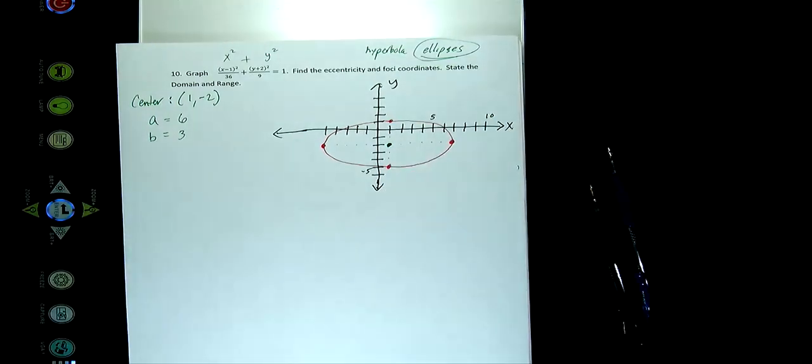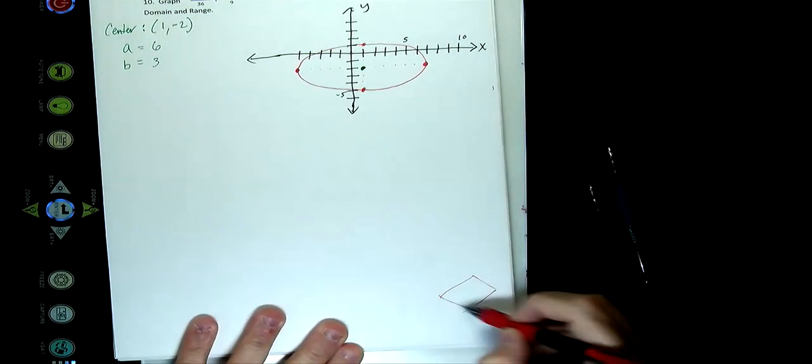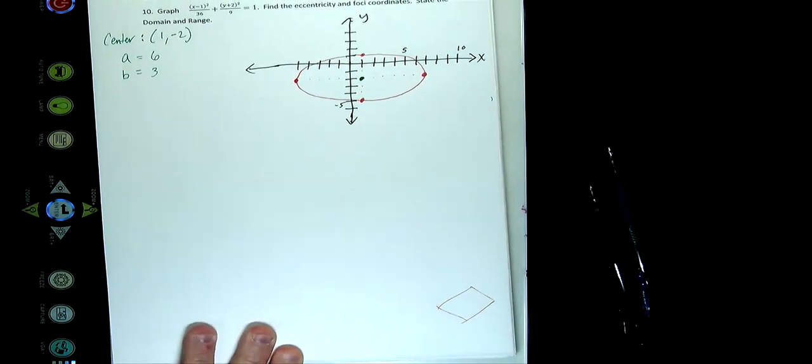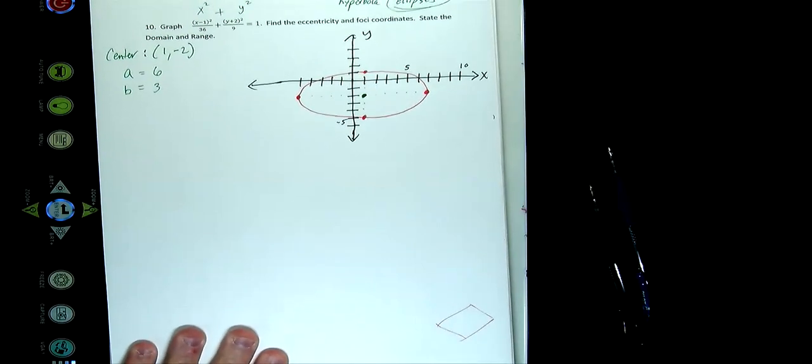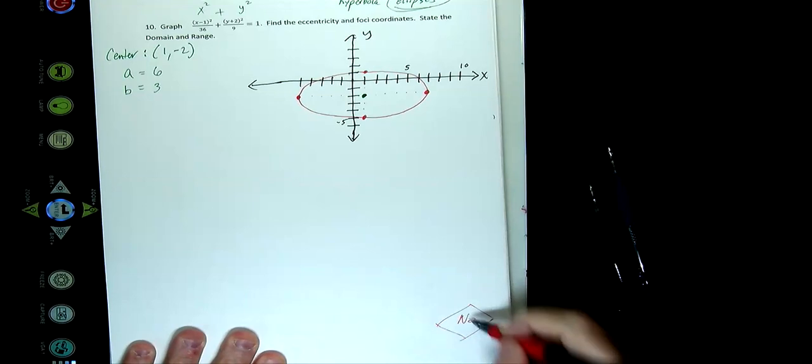It should look roundish. Do not give me something like this. That looks like a diamond. That will get you marked down, just for being too lazy to try to draw a curve. No. Don't do that.